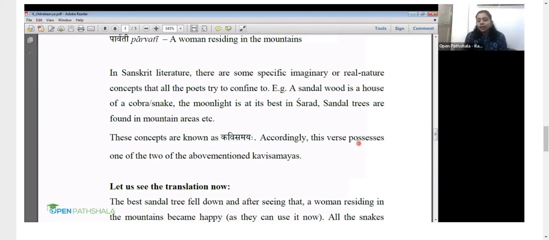So it is again yet another kavi samaya that in the rainy season, the Chataka is the most happy, or the one who waits so badly for the clouds to come. It waits so badly for the rainy season that even in Marathi, if anyone among you has a Marathi background, you may know that we have a saying, 'chataka sarkhi vat pahili.' So someone is waiting as badly as the chataka waits for the clouds. So we have these kavi samayas, these imaginary or real natural phenomena.